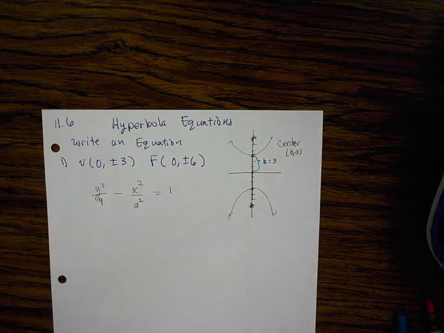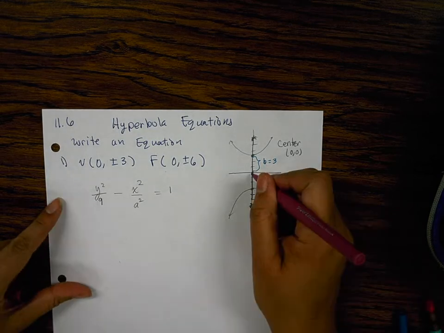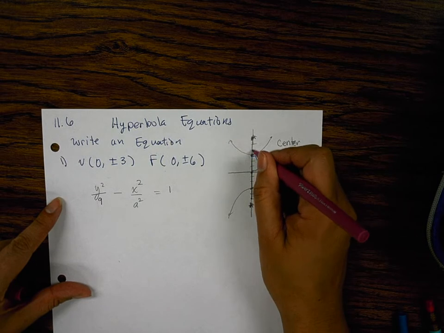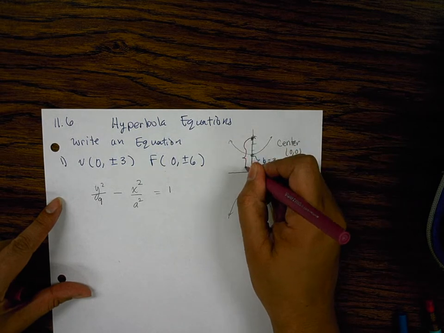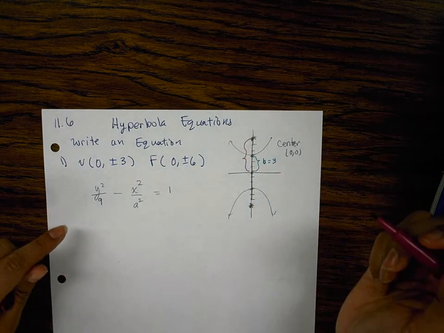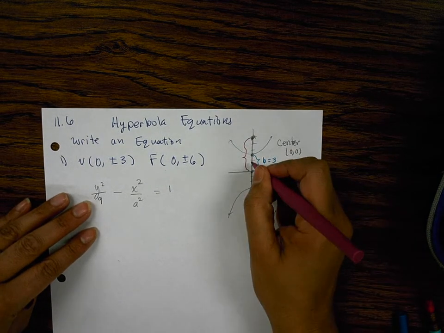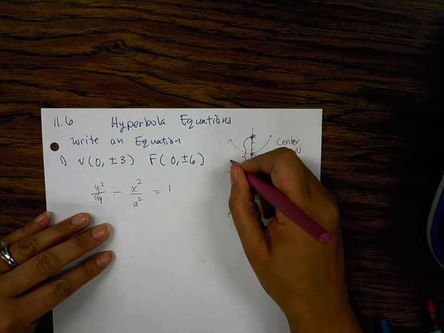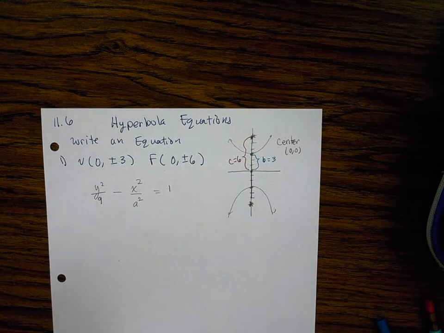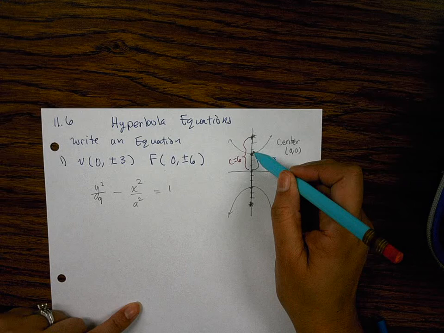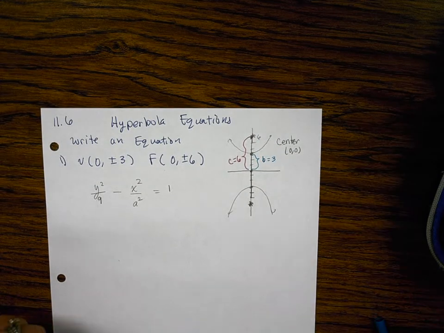I'm going to use my c value. And remember, c is from the center to the foci, not the vertex. Kids will count this and say that's c. No, it's from the center to either foci, whether you go to the top one or the bottom one. That is your c value, and c is 6. And you can count that out. 1, 2, 3, 4, 5, 6.